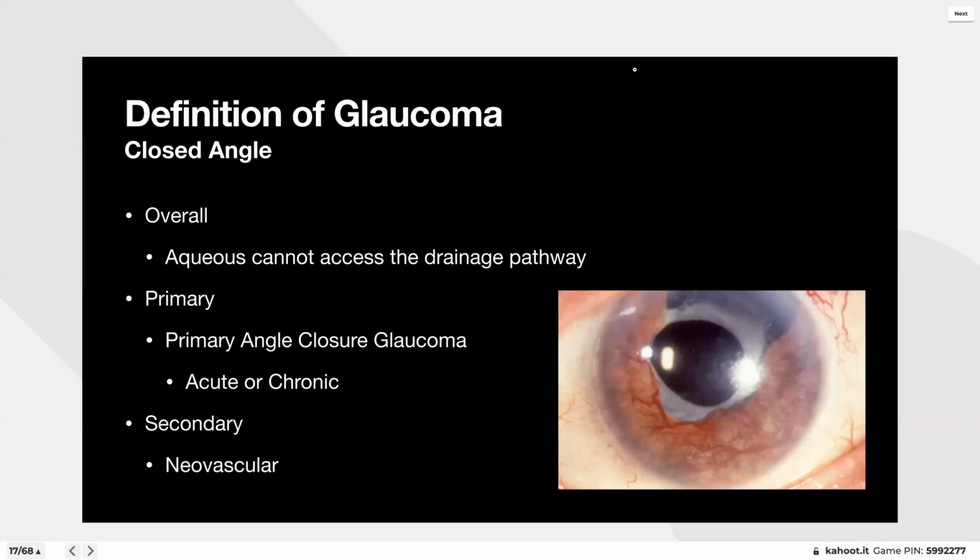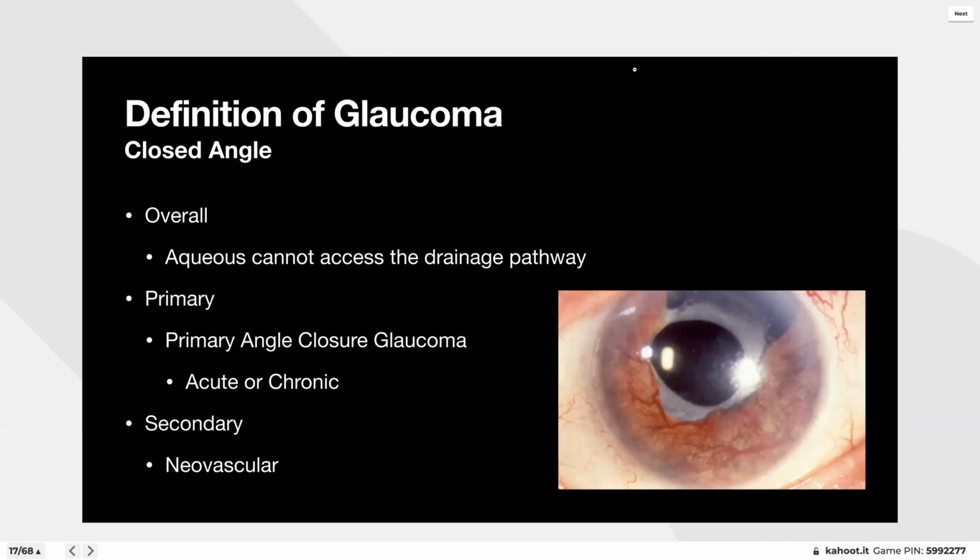All right, let's chat a bit about closed angle glaucoma, or angle closure. In this option, as I had mentioned, the aqueous is produced in the ciliary body, but it cannot reach the trabecular meshwork because the angles are closed. So we have the primary disorder, which is called primary angle closure glaucoma, and we subdivide it into acute angle closure glaucoma and chronic angle closure glaucoma. And we'll talk a bit about that in the next slide, as well as some other secondary forms.